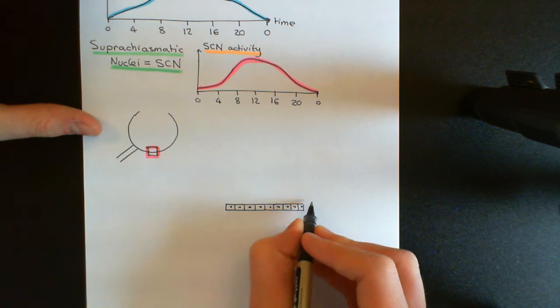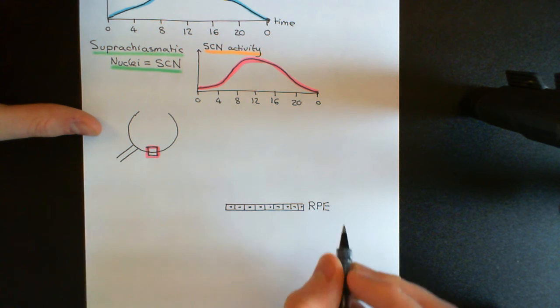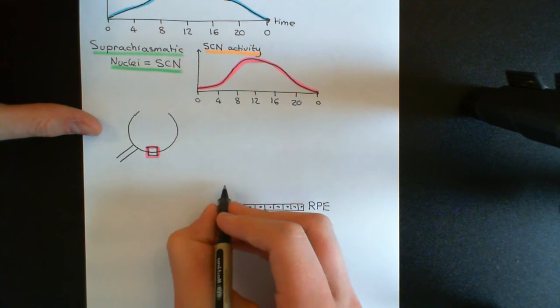Just give them all nuclei here. So this is the retinal pigment epithelium, not particularly important for what we're discussing, but I'll just put it in there to put everything in context. Then what you'll have is the photoreceptors.